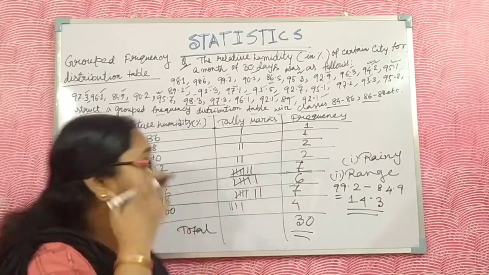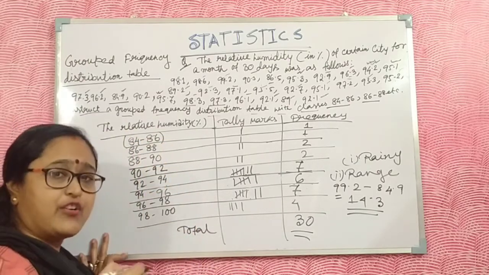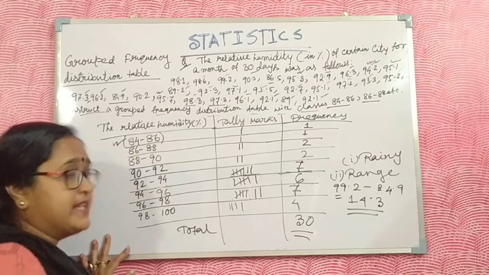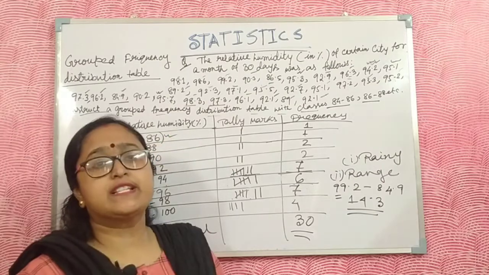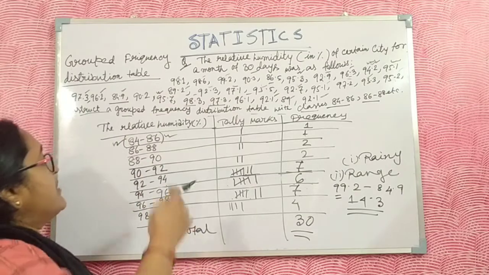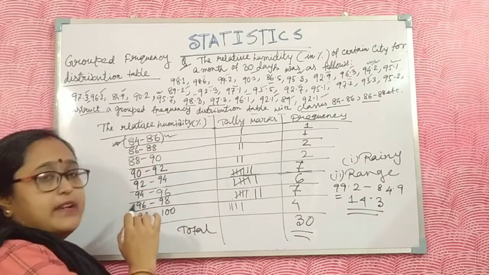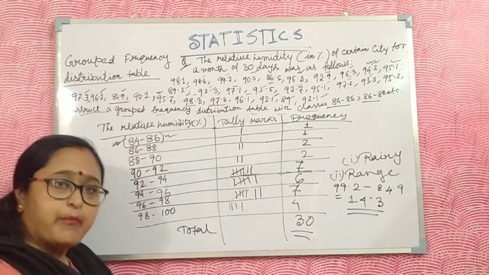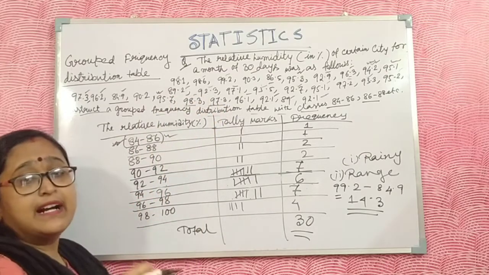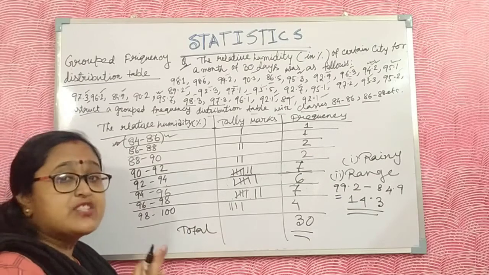Then for the lower limit, you take any class. I already discussed the class. The lower number is called the lower limit and the upper number is called the upper limit. Now I discuss the lower limit and the upper limit. And what is the range? The difference between the lowest data and the highest data is called the range.